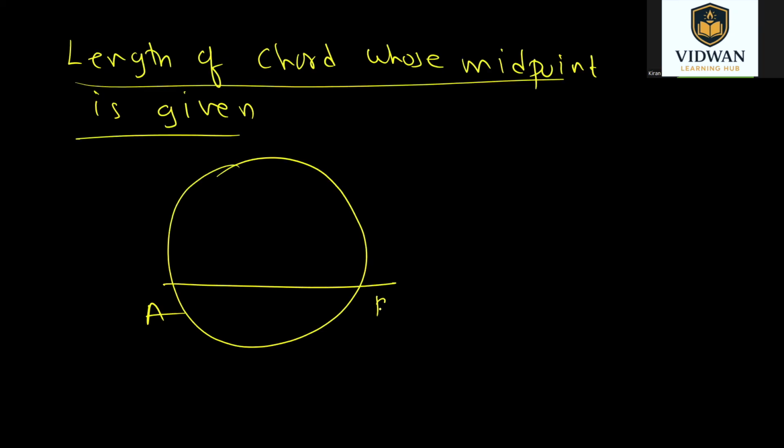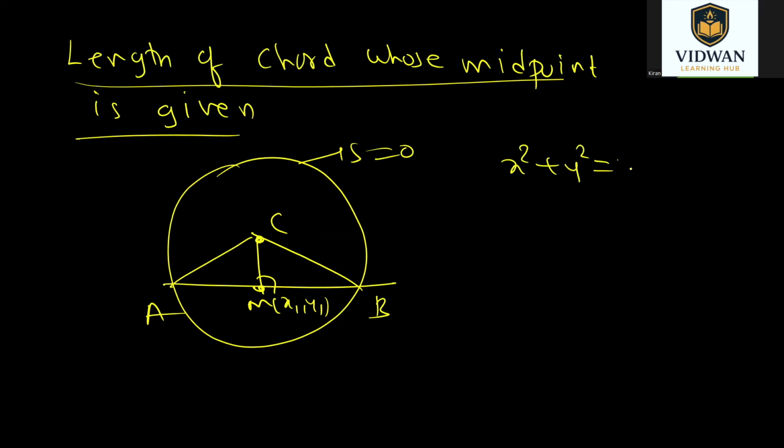So if (x1, y1) is the midpoint of the chord and the circle is S equal to 0, what will be the length of this chord? So directly what we can do, join A and B with the center. This will be perpendicular. Suppose for convenience, I'll take center as origin, but the result we are deriving will be valid for all circles, even though I'm taking center origin and deriving it. So if the center is origin, the distance CM is nothing but under root of x1 square plus y1 square by distance formula.